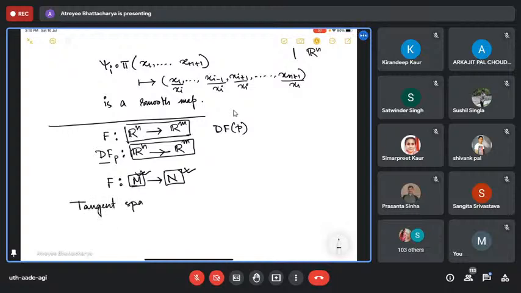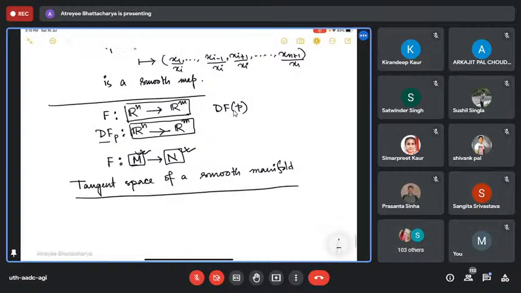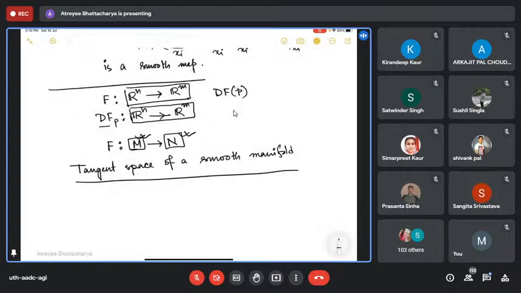What is the tangent space? It is a space consisting of tangent vectors. Now, what is a tangent vector? I think you have already seen the tangent plane for a smooth surface. Right? That's how it looks, I guess.